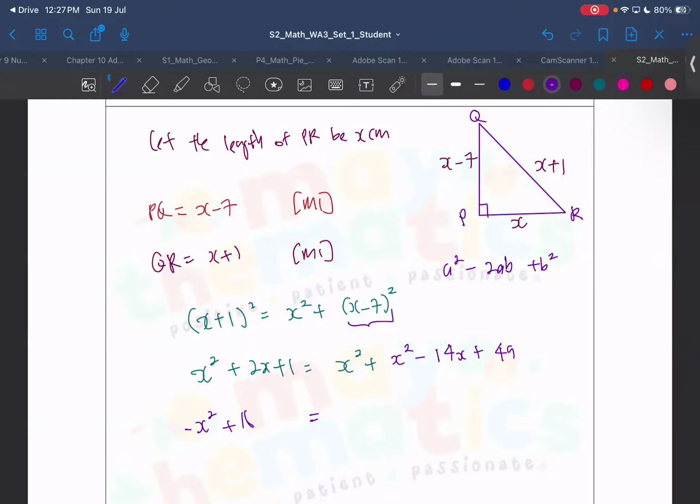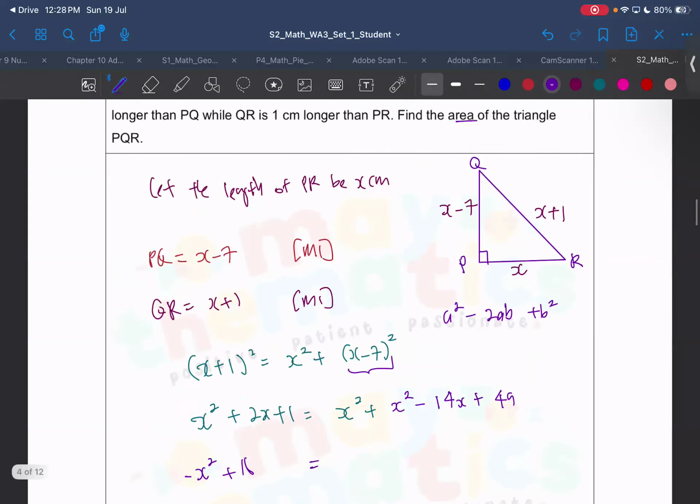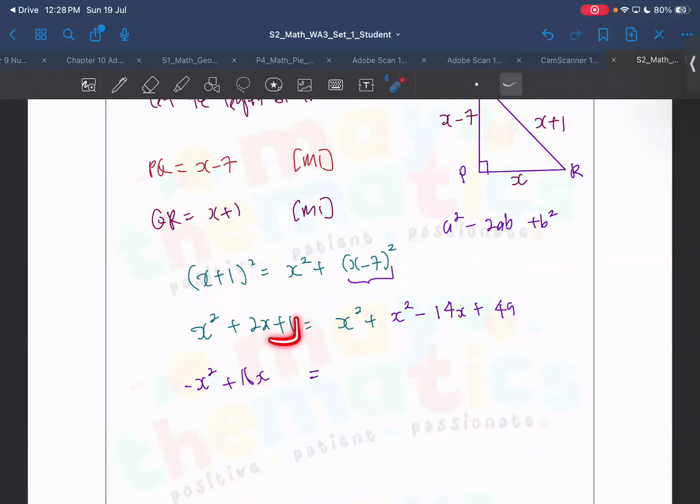Is it 16? Hold on. X squared plus x squared. Correct. This one, bring to the left side, bring 0, minus x squared. 2x plus 14x, 16x. Yeah, correct. Then I got 1, bring over, become 1 minus 49, which is minus 48, equals 0. Correct? Then I want to get rid of the negative sign, so I'll divide everything by negative. Okay, no more negative sign.